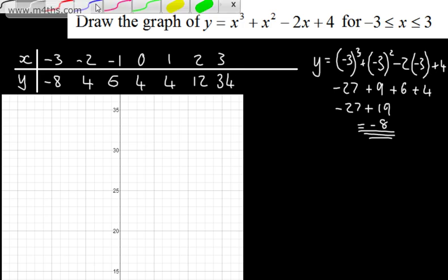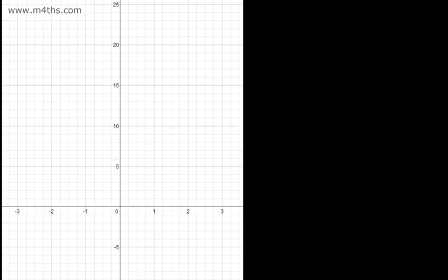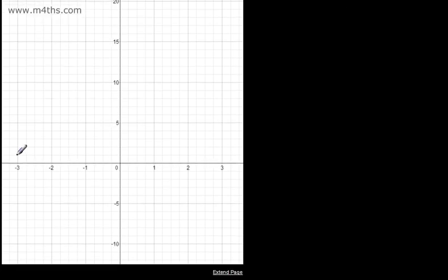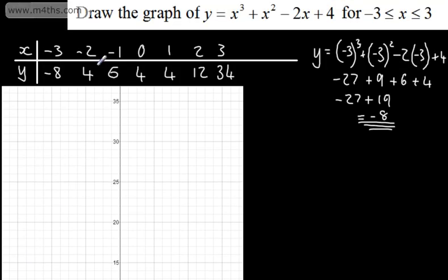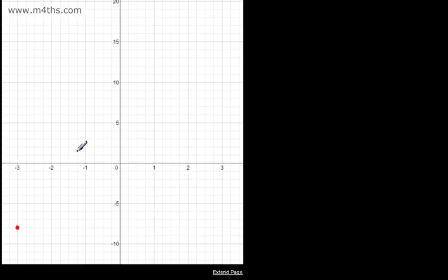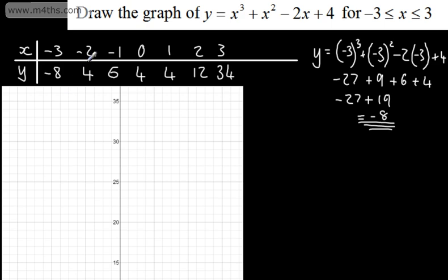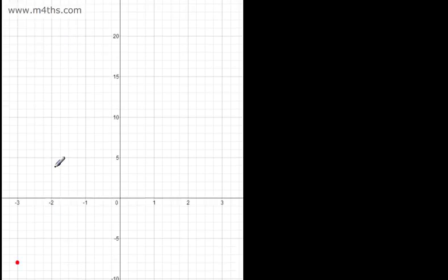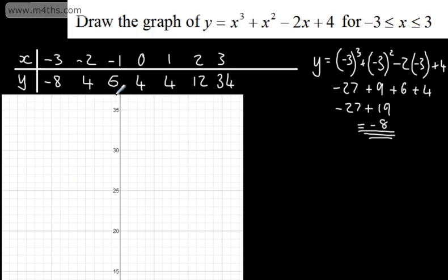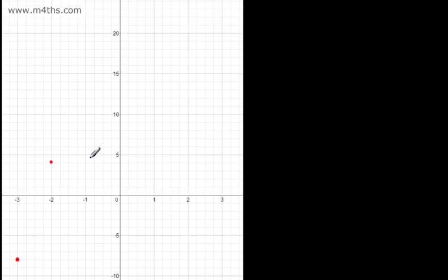So starting from left to right, we're going to have -3 on the x-axis, -8 on the y-axis. So if we look at that down here, -3, -8 looks to be about there, and I'm going to plot that point. If we now look at this one, -2, +4, so x is -2, y is +4, which looks to be just there. We've then got -1, +6, so -1 is just here, +6 is just here.